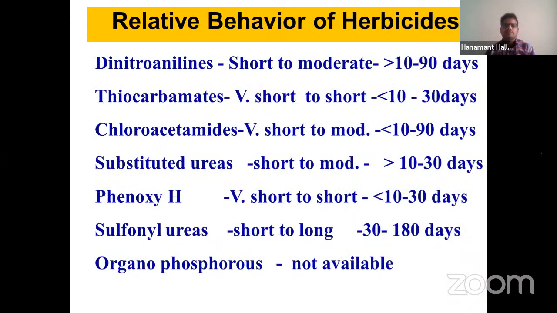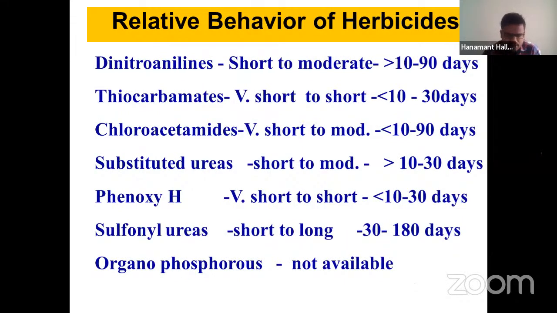So this is the relative behavior of herbicides in the plant soil. Herbicides belonging to the group dinitroanilines have short to moderate residue retention in the soil, that is 10 to 90 days. Thiocarbamates have a very short to short period, that is less than 10 to 30 days. Then chloroacetamides, very short to moderate period, that is less than 10 to 90 days. Then substituted ureas, short to moderate duration, that is more than 10 to 30 days. Phenoxy groups, that is very short to short duration, less than 10 to 30 days.